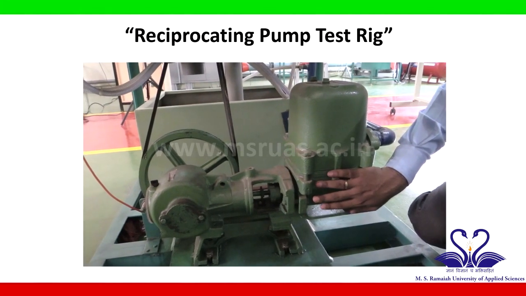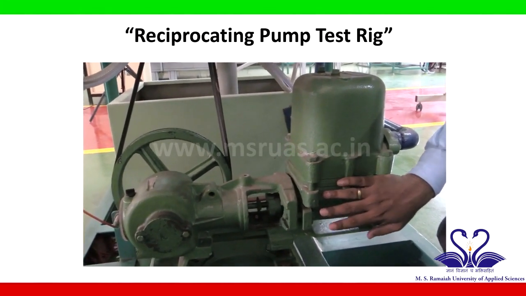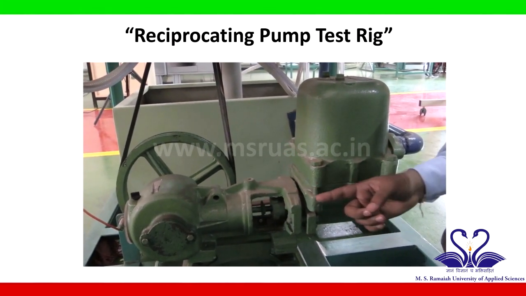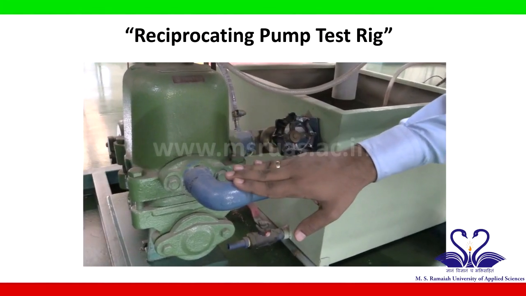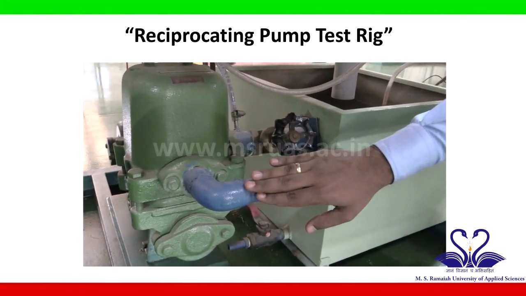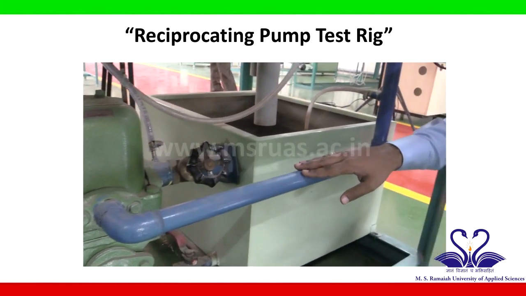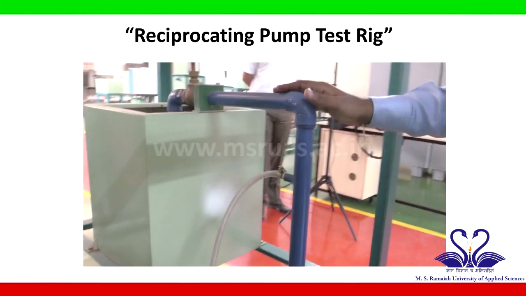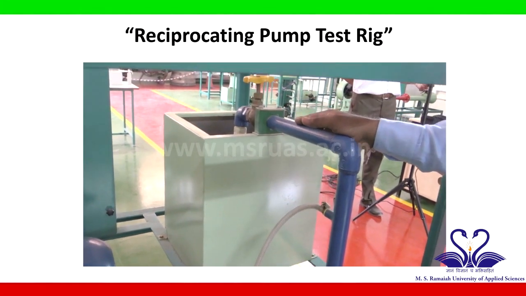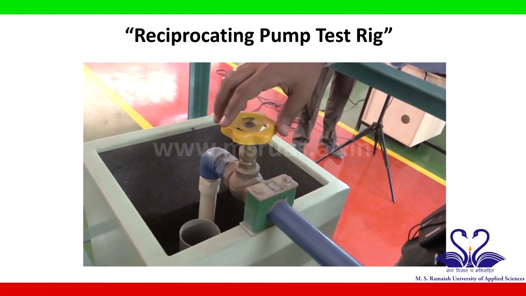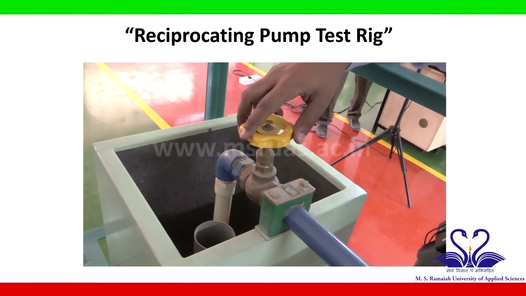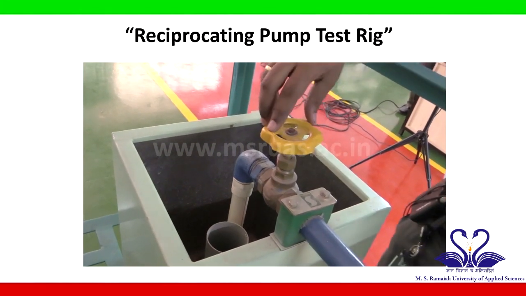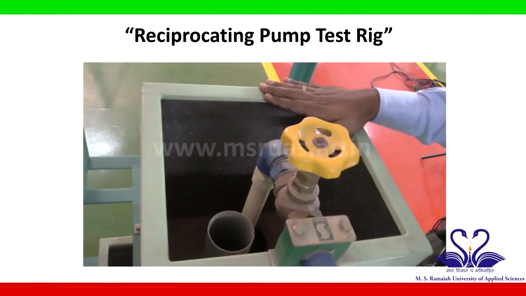This is the reciprocating pump. It is a horizontal axis pump. The reciprocation action happens in the horizontal direction. The discharge of the fluid comes out through the discharge line over here. On the discharge line, we also have a delivery valve through which we can control the flow rate of the water. After the delivery valve, the water flows into the collecting tank.